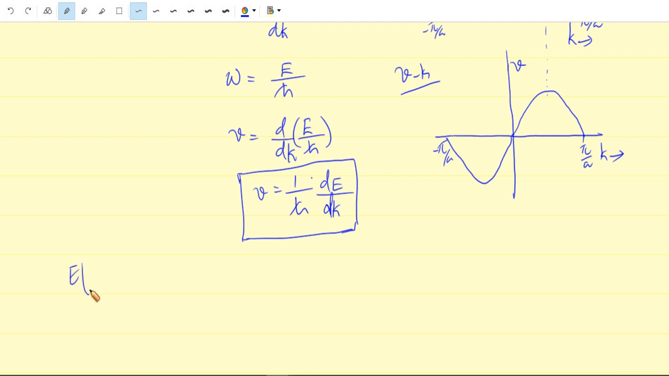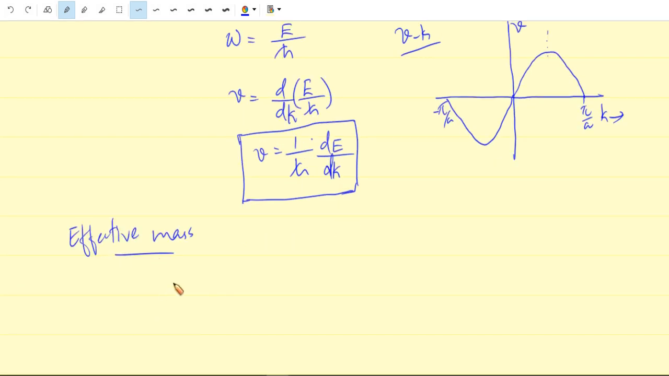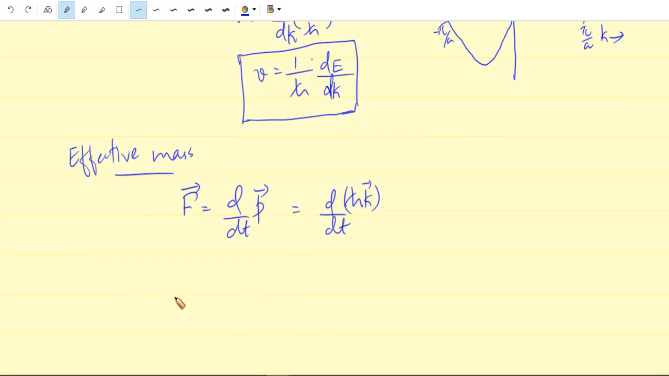Next is effective mass, the effective mass of the electron or particle. We know that the force on a particle is given by F equal to the rate of change of momentum. Quantum mechanically the momentum is equal to h cross k. Also, the acceleration of the particle is given by a equal to d by dt of velocity.